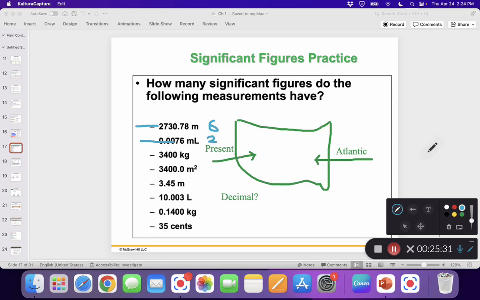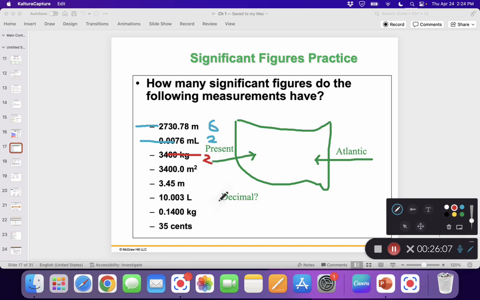Okay, so I think now you feel a little bit of fun to try this. Let's try the third one. 3400 kg. How many sig figs? Is there a decimal? No. Then it means I have to start counting from the right hand side, from the first non-zero number. 4 is my first non-zero number, and after that I have 3. So I have 1 and 2. So just 2 significant figures in this case.